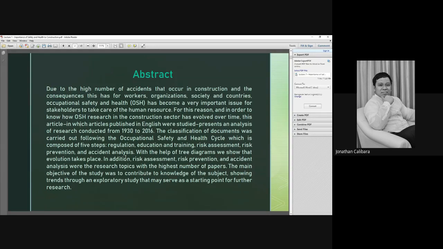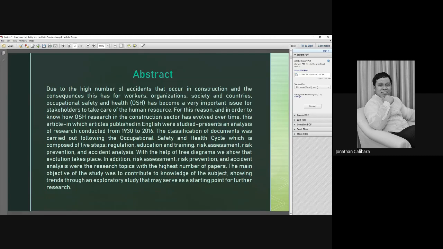Risk prevention and accident analysis. So only 5 cycles are considered. With the help of three diagrams, we show that evolution takes place. So we will be trying to discover what those three diagrams are. In addition, risk assessment, risk prevention, and accident analysis were the research topics with the highest number of papers.